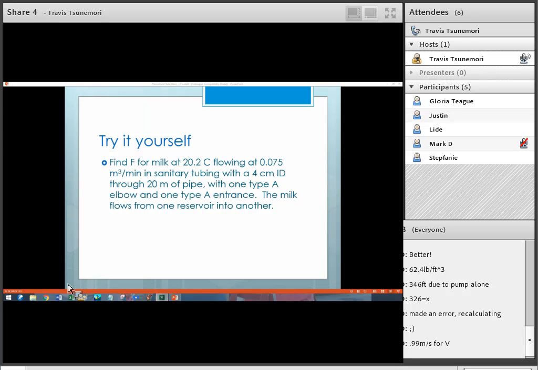Yes, 0.99 or 1 meter per second for V. Yep. And if you didn't get that, check your units. I sound like a broken record, but we had a volumetric flow rate in meters cubed per minute, so you had to convert that into meters cubed per second. Okay, so then the next thing is calculating your Reynolds number using a velocity of 1 meter per second.